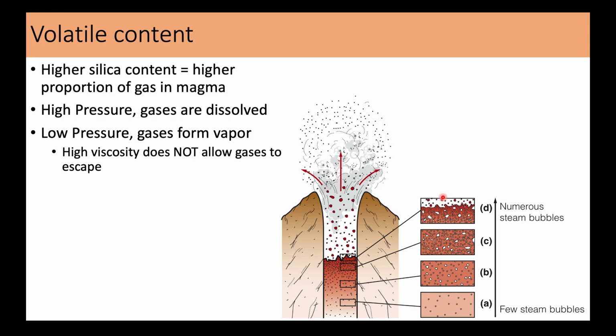So volatile content: where we have a higher silica content in the magma, that means there's also a higher proportion of gas in the magma. Where we have very high pressure, the gases will be dissolved. Where we have lower pressure, the gases are going to form a vapor. So the thing is, the high viscosity doesn't allow gases to escape. So in a very high viscosity magma, the gases are all trapped within that magma. Whereas with a low viscosity magma, those gases can move up through the more flowy material, and that volcano can be degassing, letting off little bits of gas over time. That high viscosity magma traps all of the gases within the magma, so when there is finally an eruption, you're not only erupting that magma, you're erupting all of the gaseous material that was trapped in the magma as well.